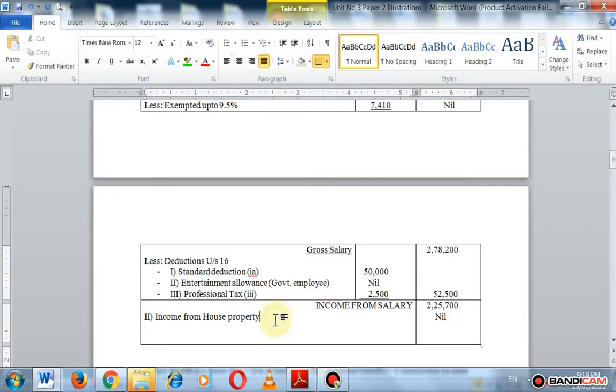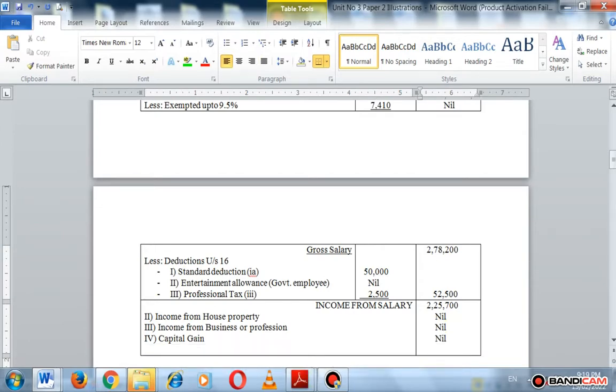Then next, the third head of income, income from business or profession. Income from business and profession is also not given, since he only worked in a private company. Then the fourth head, income from capital gain. Capital gain is also not given in the illustration, so we directly put the figure nil in the outer column.